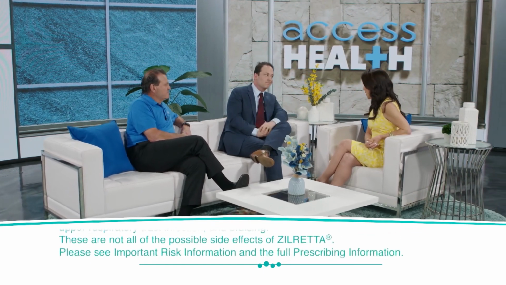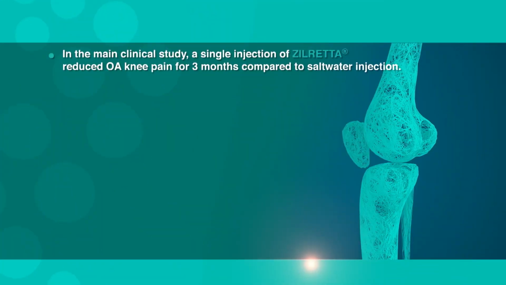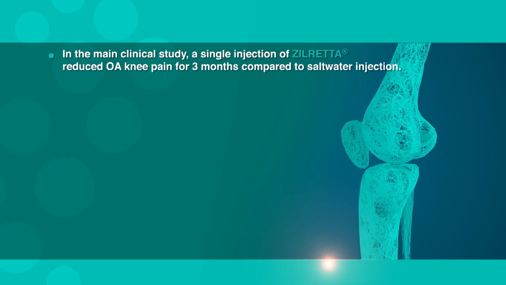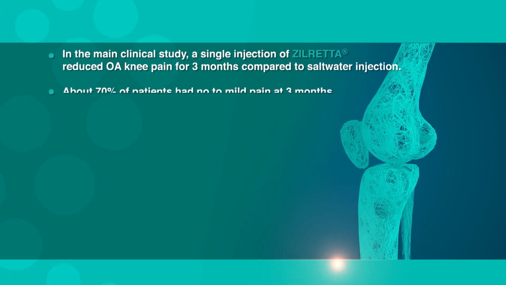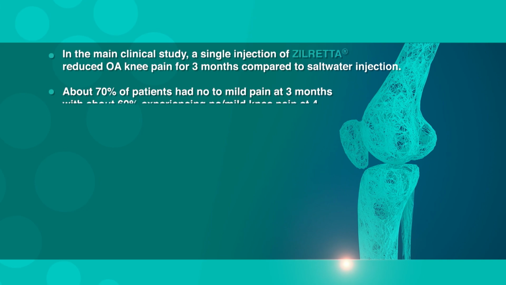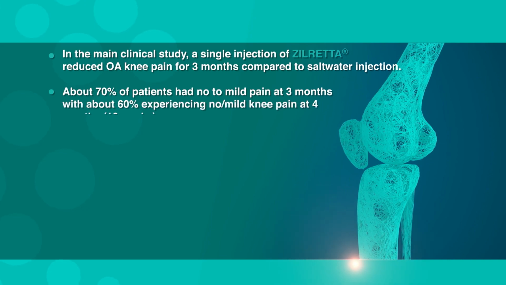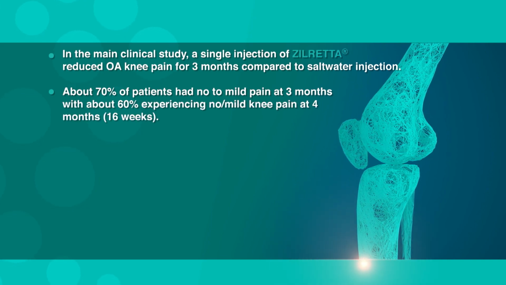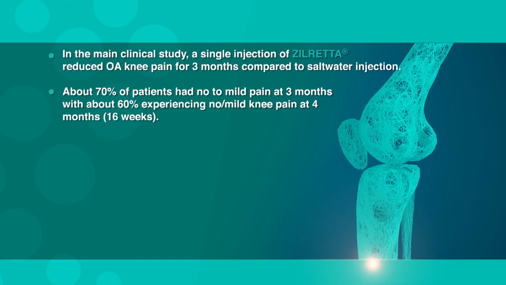Now, I'm sure ZILRETTA has been studied. What is it telling us? Yes, ZILRETTA has been extensively studied. In the main clinical study, a single injection of ZILRETTA reduced osteoarthritis knee pain for 3 months. About 70% of patients had no to mild pain at 3 months, with about 60% experiencing no or mild knee pain at 4 months, or 16 weeks.